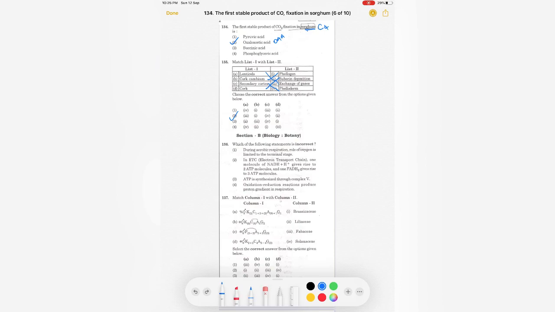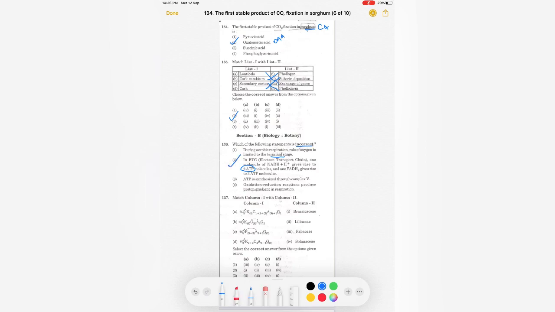Next question is 136. Which of the following statements is incorrect? During aerobic respiration, role of oxygen is limited to the terminal stage. The statement is correct, and you have studied the same in the chapter respiration in plants. The function of oxygen comes only at the end of the electron transport system, and this oxygen is used for producing metabolic water. In ETC or electron transport chain, one molecule of NADH gives rise to 2 ATP. So that is wrong. One NADH molecule can produce 3 ATP molecules. The correct answer is option 2.